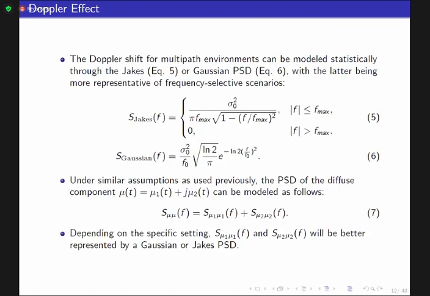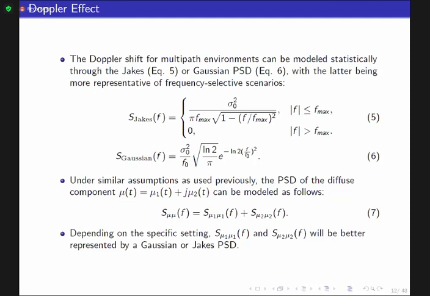There's a very common diagram that you use to illustrate when the Doppler effect occurs and how it works. But when you talk about the Doppler effect in multipath environments, there's a bit more complexity to be considered. You need to model the effects statistically. You usually use a power spectral density. There are two power spectral densities that are commonly used: the Jakes power spectral density and the Gaussian power spectral density, equations 5 and 6.